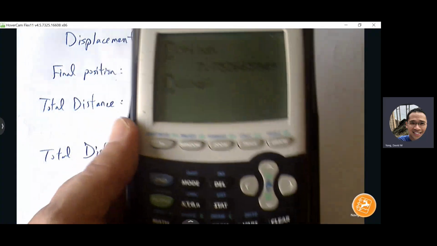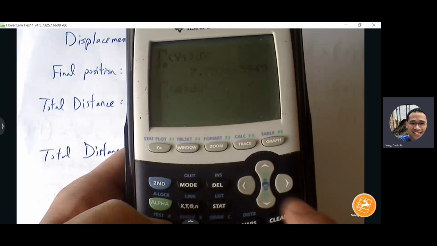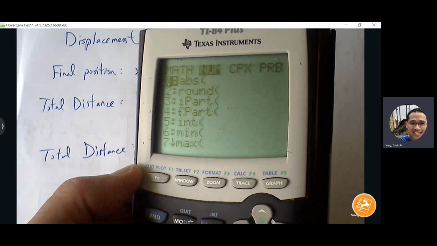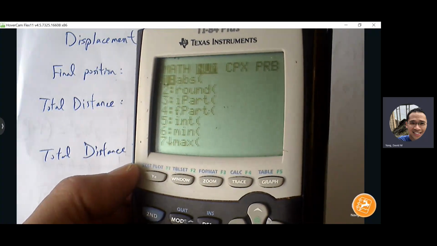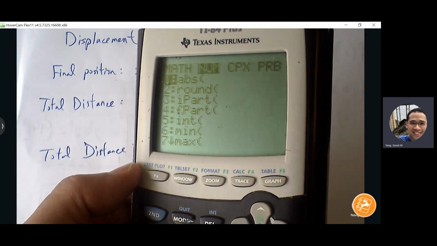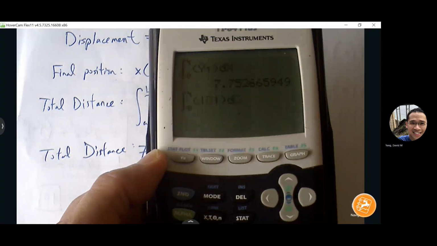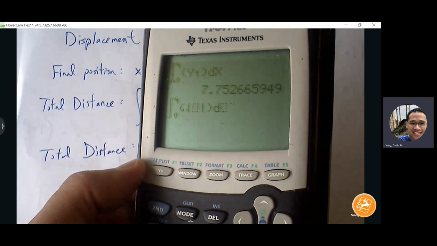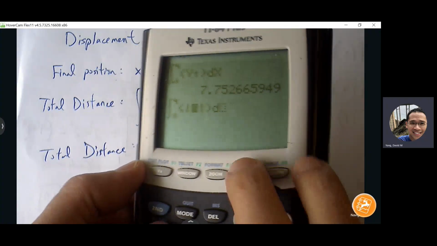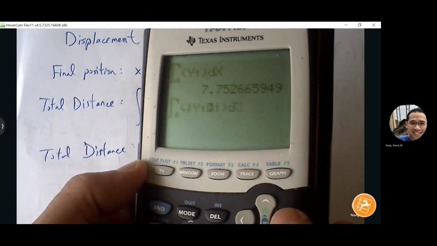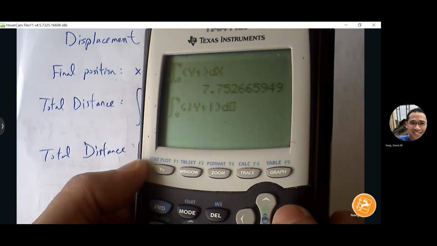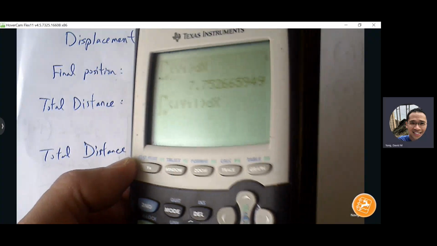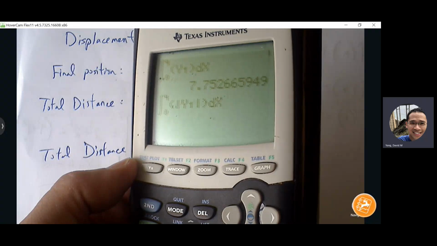Now, the way you call your absolute value function, you're going to go to math, then number. Do you see that ABS there? That's your absolute value feature. Some of the older calculators don't have that, so you just type ABS using alpha trace. It may take a little bit longer for the absolute value for the total distance to show up.